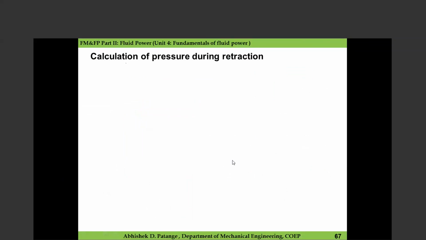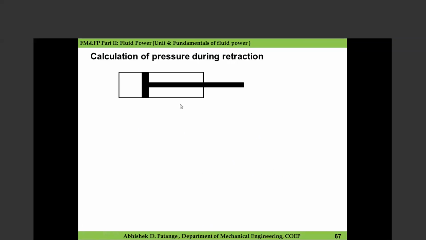As we know, for retraction the oil is being added from the rod end side, so wherever we need to consider the cross sectional area, we need to consider the area of the rod end, which is nothing but the area of the cylinder subtracted by the area of the connecting rod. So now let us try to calculate the pressure during retraction.